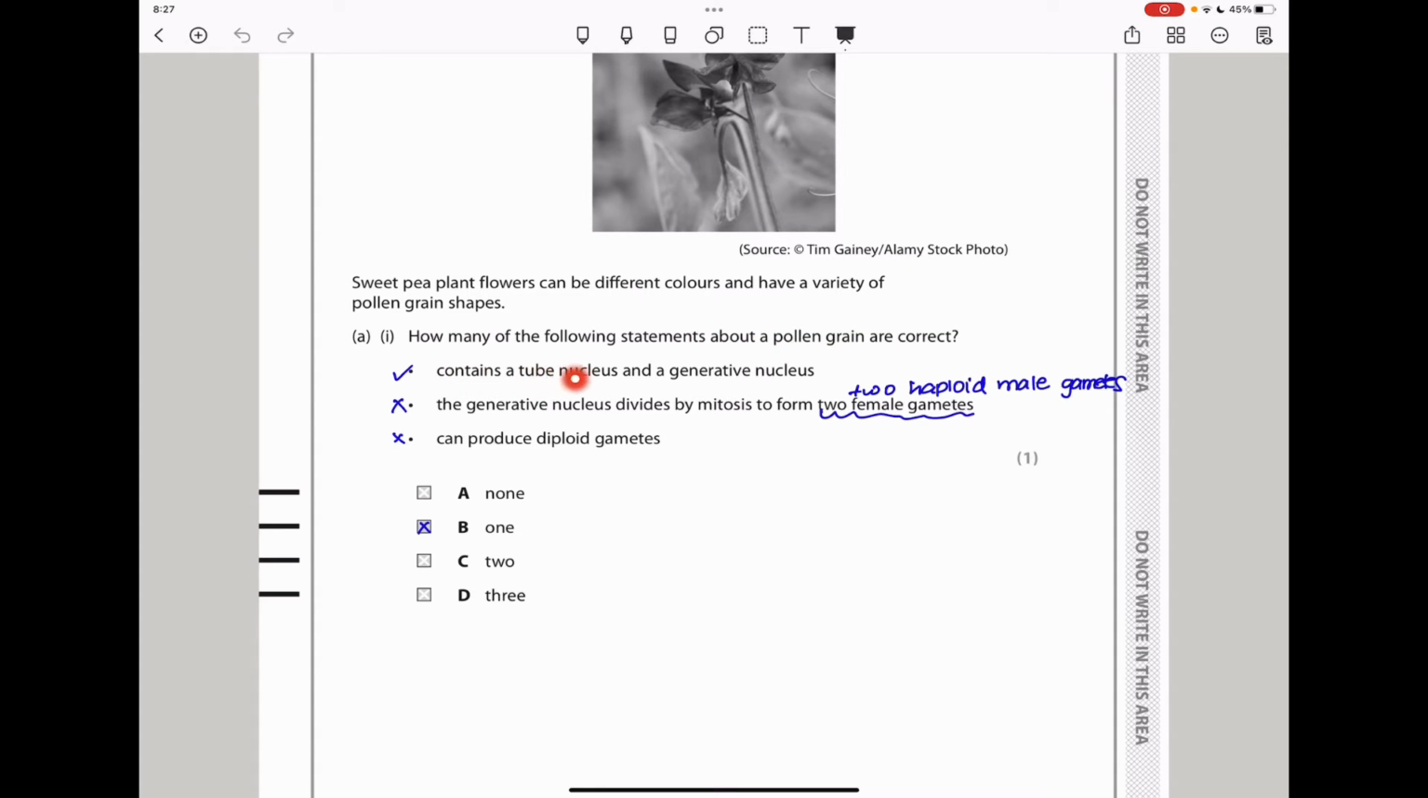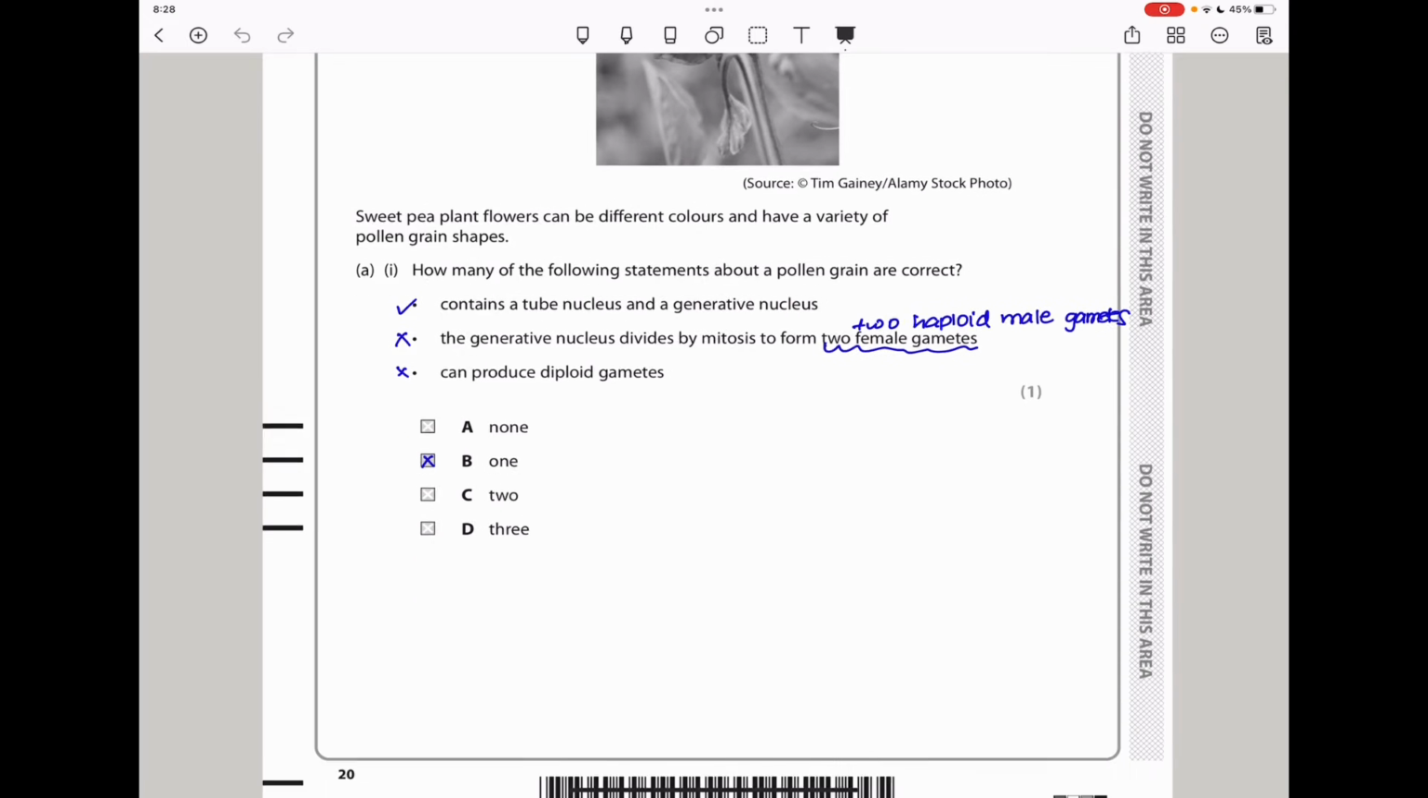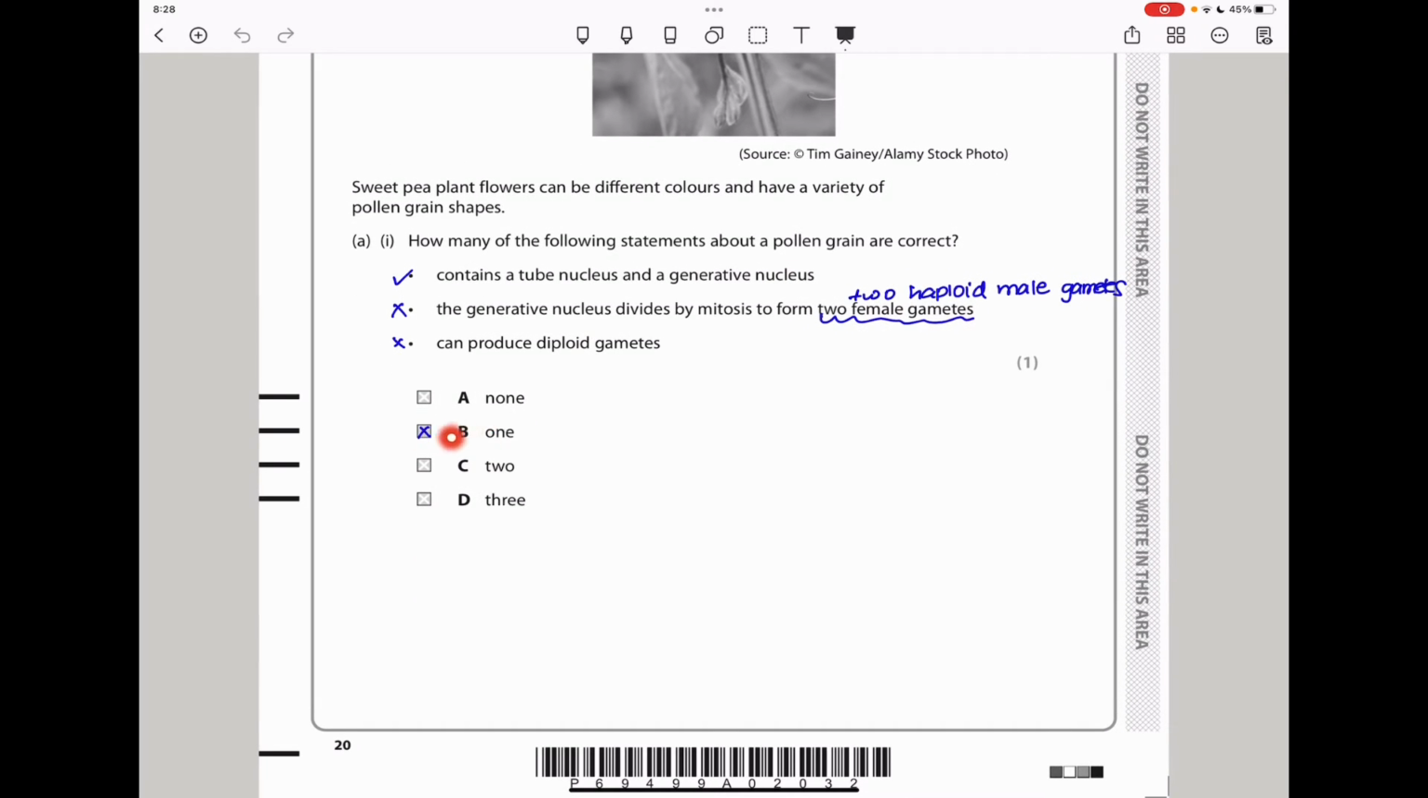So they contain a tube nucleus and a generative nucleus. This is correct. The generative nucleus divides by mitosis to form 2 female gametes. This is wrong. It forms 2 haploid male gametes. And then it can produce diploid gametes. This is also wrong. The gametes should be haploid. Remember, we have a pollen tube nucleus and the generative nucleus. This divides to form 2 haploid male gametes. So the answer here should be a B. Only one statement is correct.